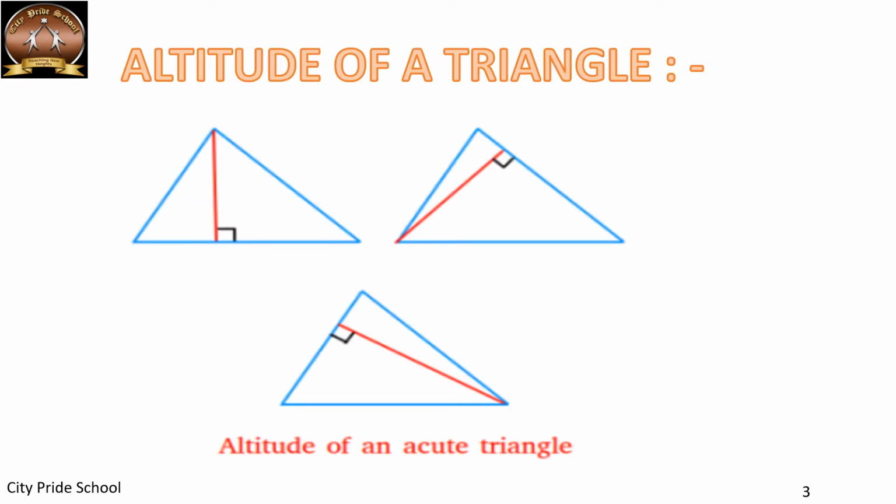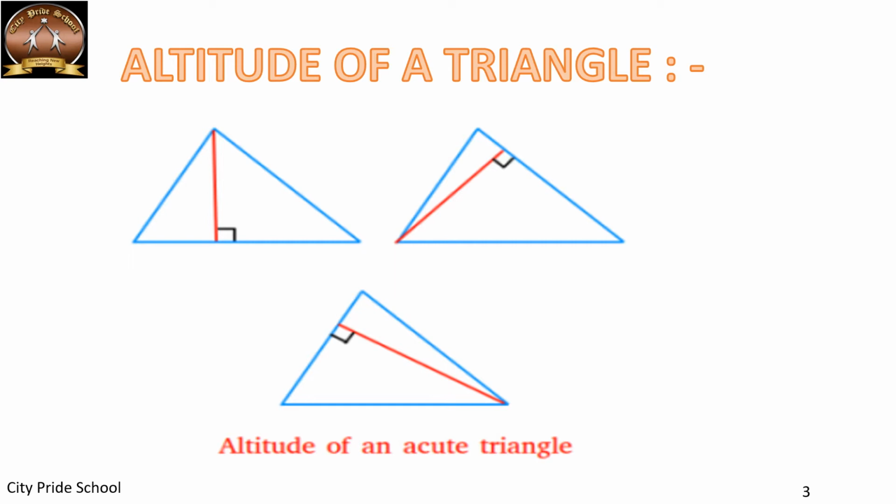Now children, we will see the next point, that is altitude of a triangle. So if you observe this diagram neatly, a red line segment indicates altitude. Okay, so what is altitude? Altitude is nothing but a height of a triangle, or you can say perpendicular drawn from vertex to the opposite side is said to be an altitude.